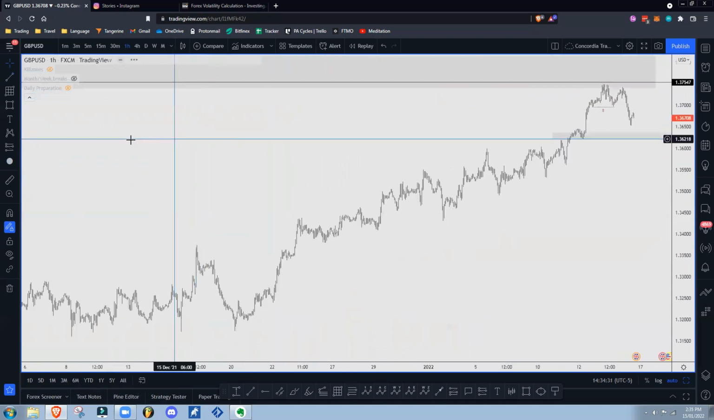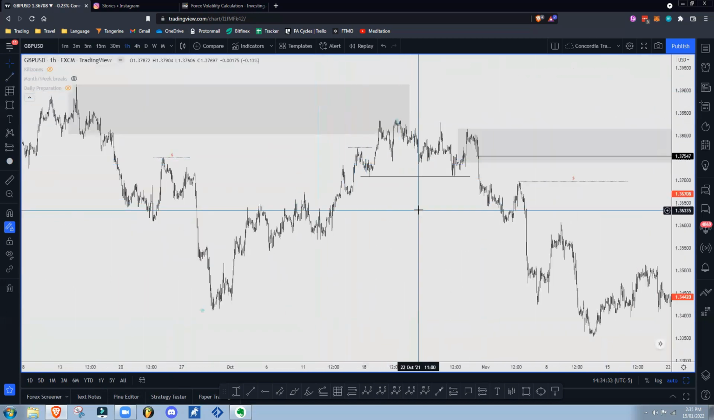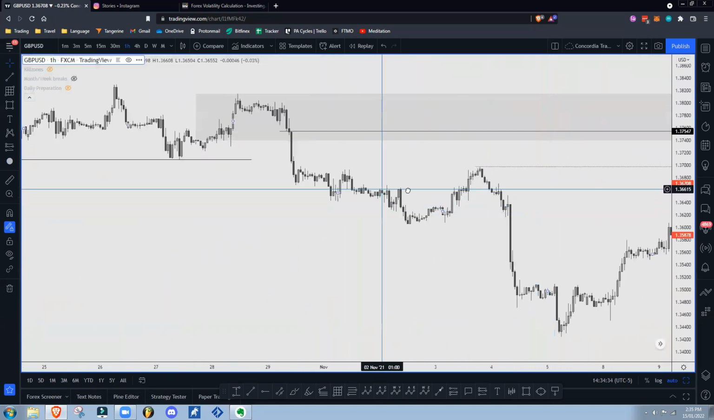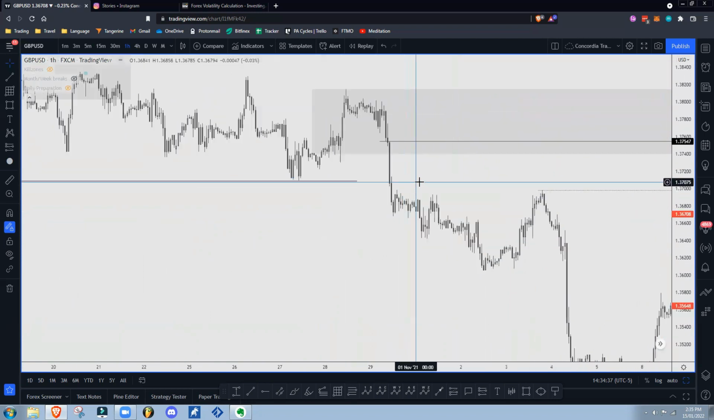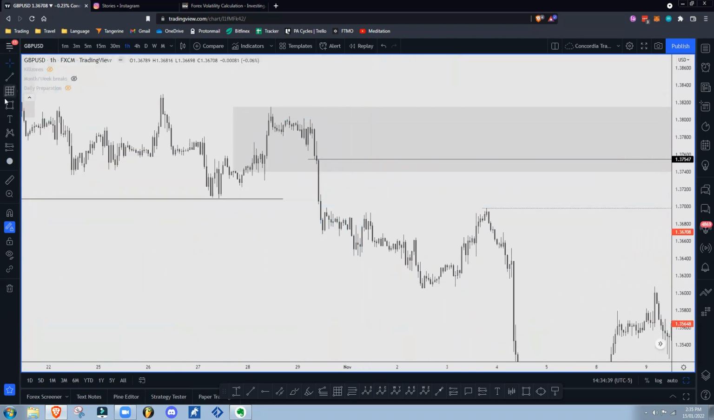Let's go in the 1 hour. Maybe there was something else that we could have seen here. Okay, this is what I'm saying. This is beautiful. Look what we have here. Okay, we have sweep on structure. So consolidation, sweep on structure, kind of made these equal lows here, broke through.